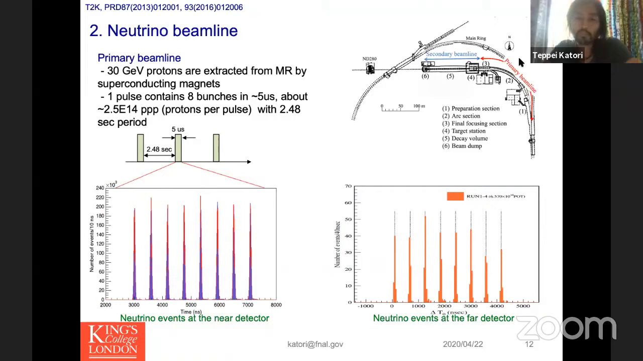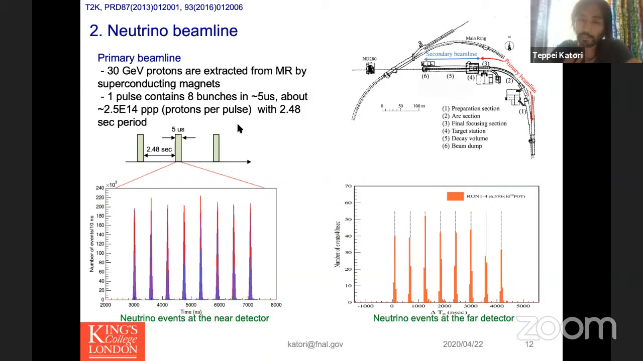So these protons make pulses. Each pulse is roughly 5 microseconds wide, and the pulses are separated by 2.45 seconds. So every 2.45 seconds, there's one shot of a 5 microsecond pulse. But this 5 microsecond pulse also has a microstructure, which is 8 bunches. That's what you see from here, and you can see it from the neutrinos. So this is the structure of the protons, but that's how you generate neutrinos.